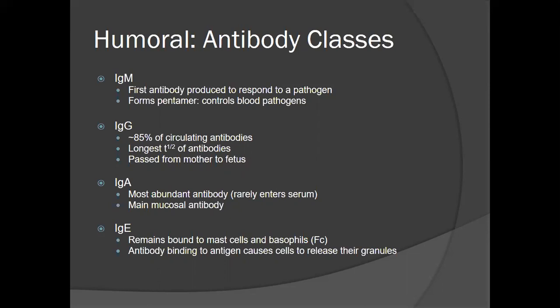Is that what's found in breast milk too? So IgA is found in breast milk. Yeah. So IgG travels from mom to baby via the umbilical cord. IgA is what's going through breast milk.